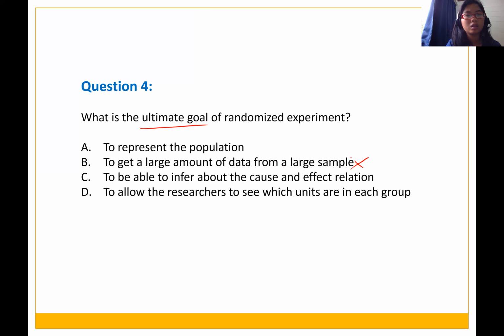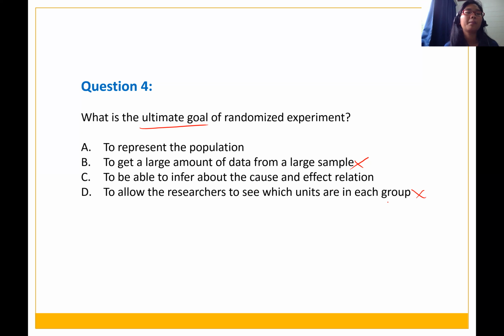And then D, to allow the researchers to see which units are in each group. This is just a step in the experiment, but it's not the goal. It's just one of the methodologies that we have to go through to conduct the experiment. So that is not the one.